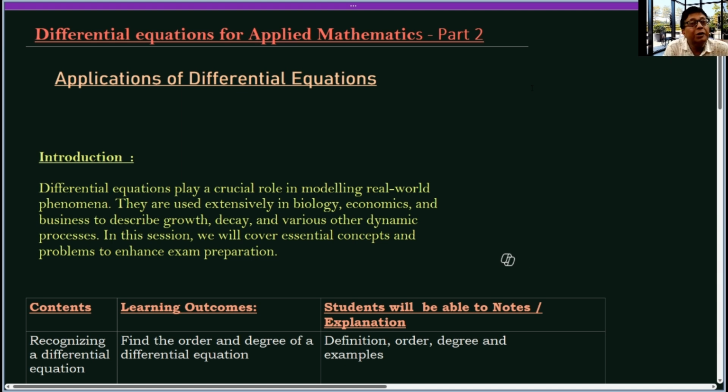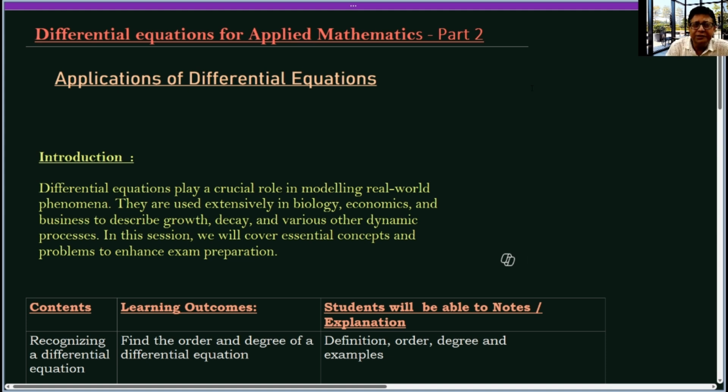I hope you all are doing well, preparing the best for your board examination. But I have selected this topic to discuss with you today so that you are not confused in selecting sums from differential equation, what to practice actually.